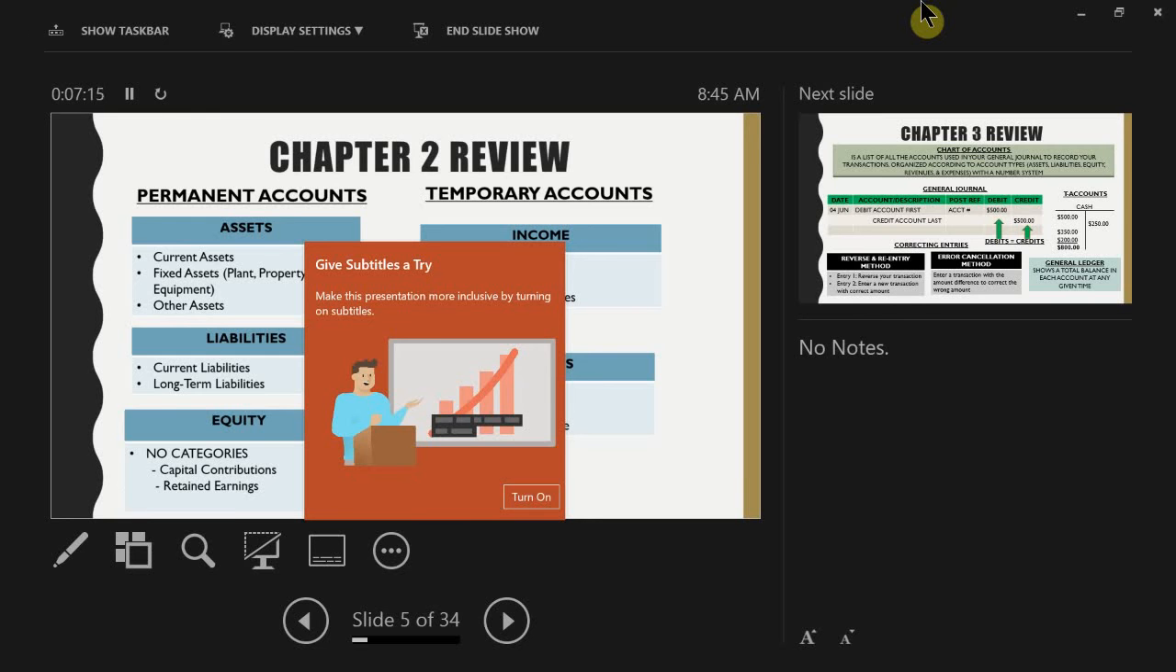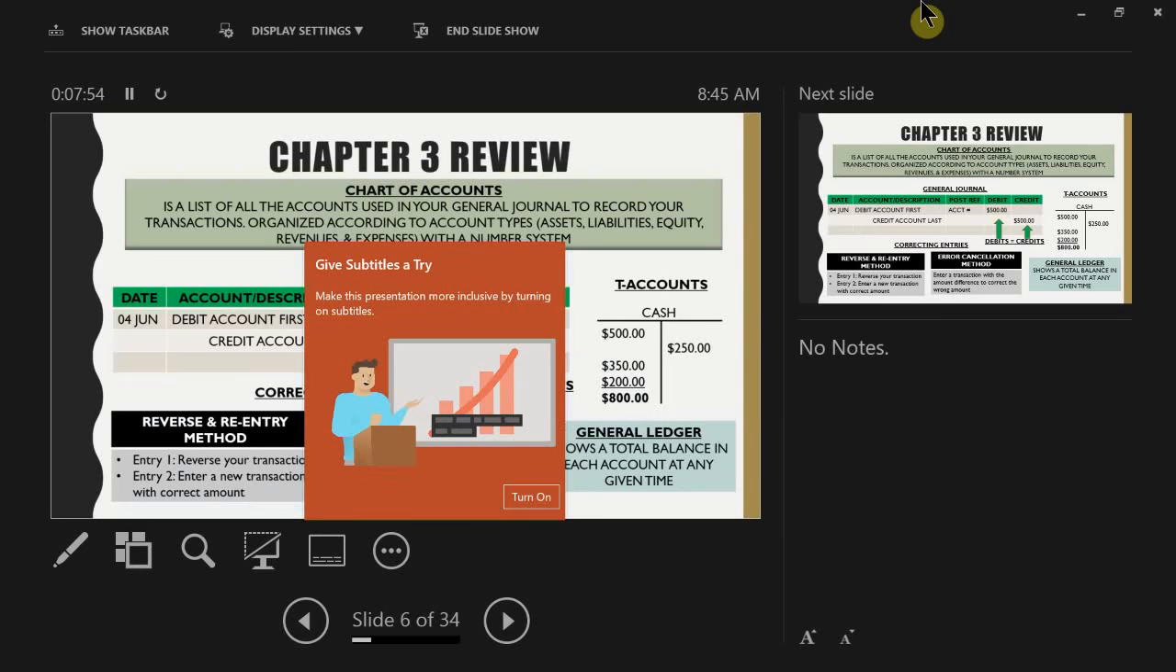For temporary accounts, once again, you have income, also known as revenue, whichever one you want to refer to. They're both interchangeable. And you have your expenses. They both have operating and non-operating expenses, or other. And for expenses, you have an extra category called cost of goods sold, which is directly correlated to inventory. So those are your temporary accounts. These close out at the end of a given accounting period.